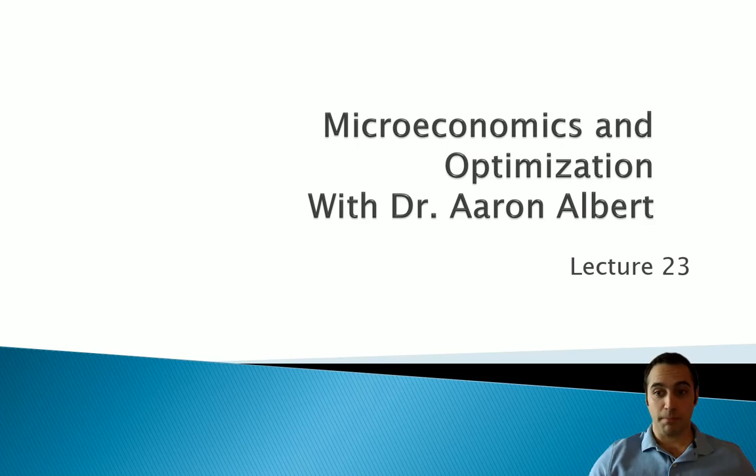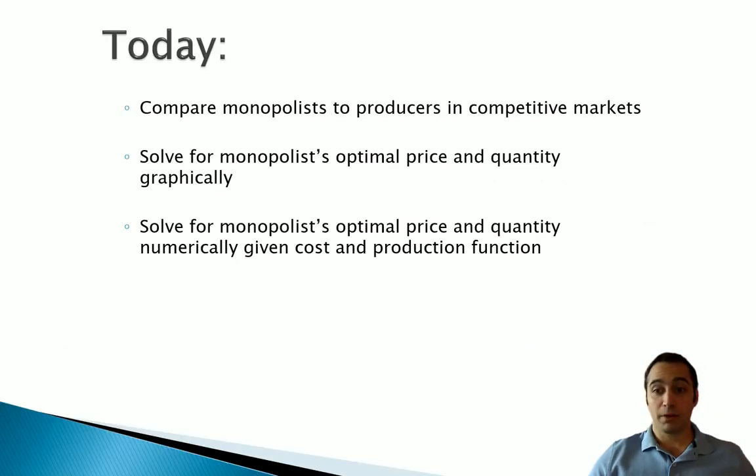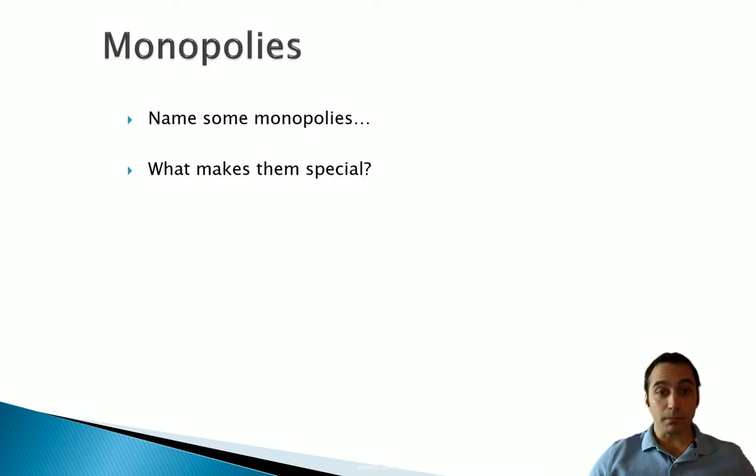Let's learn some econ. So today we're going to start talking about monopolists and how they differ from competitive markets, and we're going to show you how to solve for monopolist output both graphically and mathematically. So first thing you should do is take a moment, see if you can think up some monopolies. Think about what makes them special and what sets them apart from other industries.